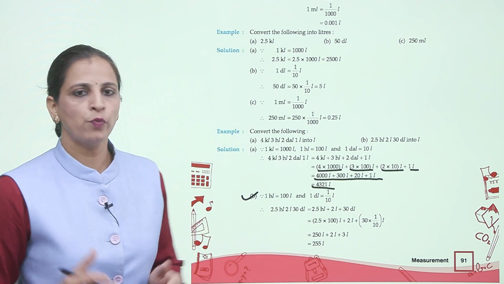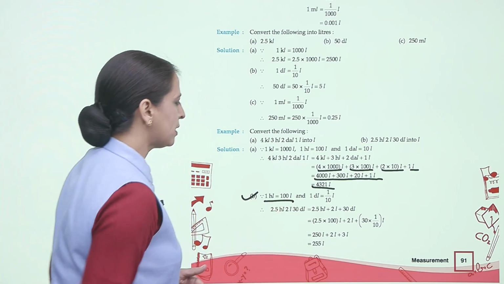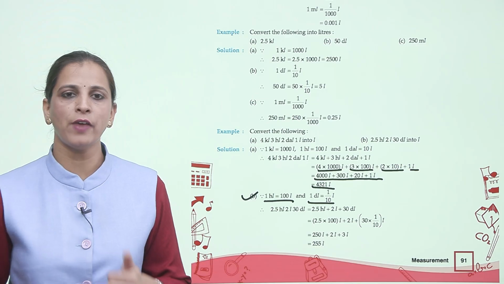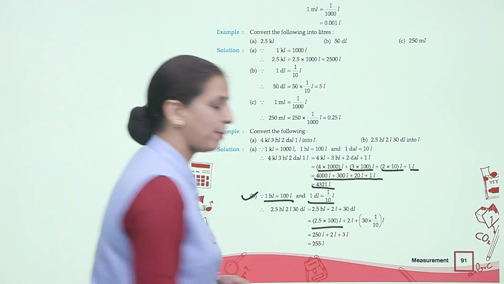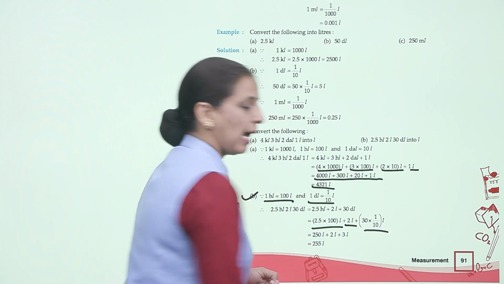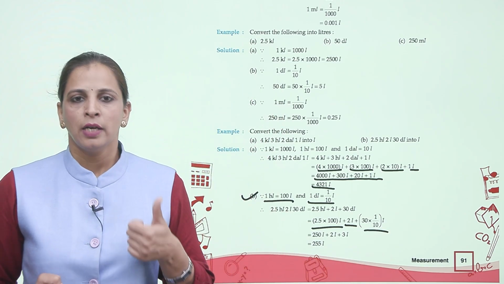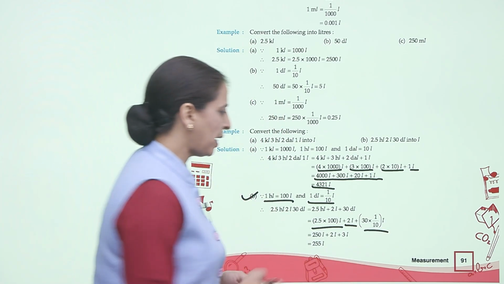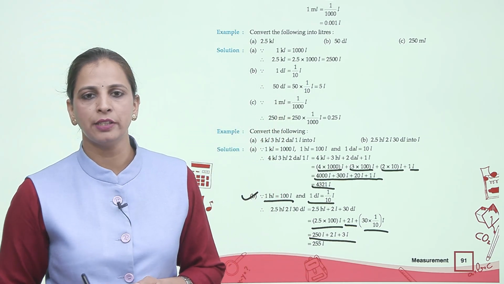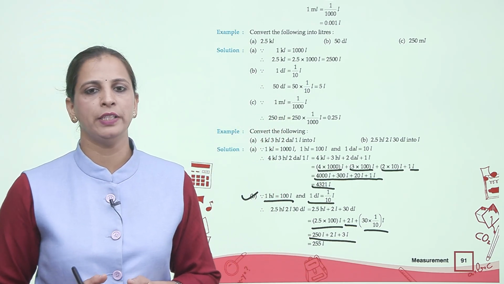Now B part. We know that 1 hectoliter is equals to 100 liters and 1 deciliter is equals to 1 upon 10 liters. So 2.5 hectoliter becomes 2.5 multiplied by 100 liters and 2 liter already liters में है and 30 deciliter becomes 30 multiplied by 1/10 liter, that is equals to 250 liter plus 2 liter plus 3 liter that is equals to 255 liters.